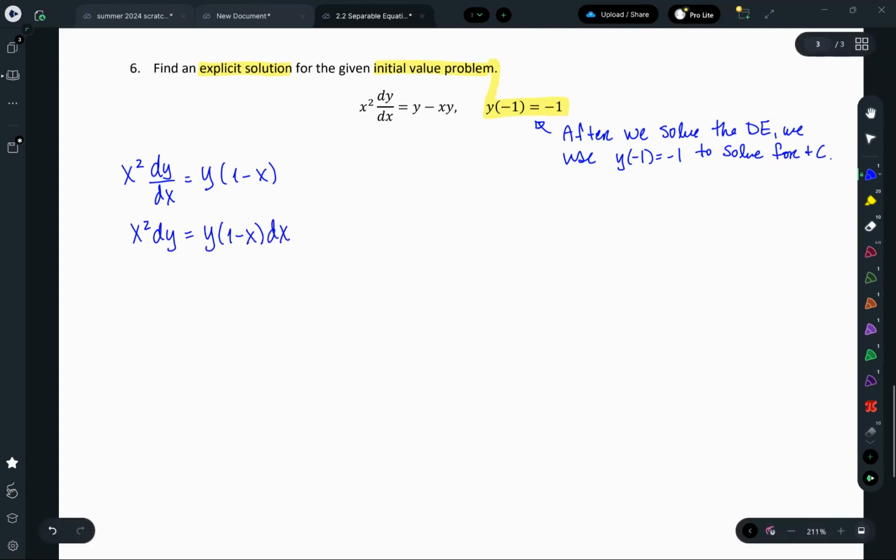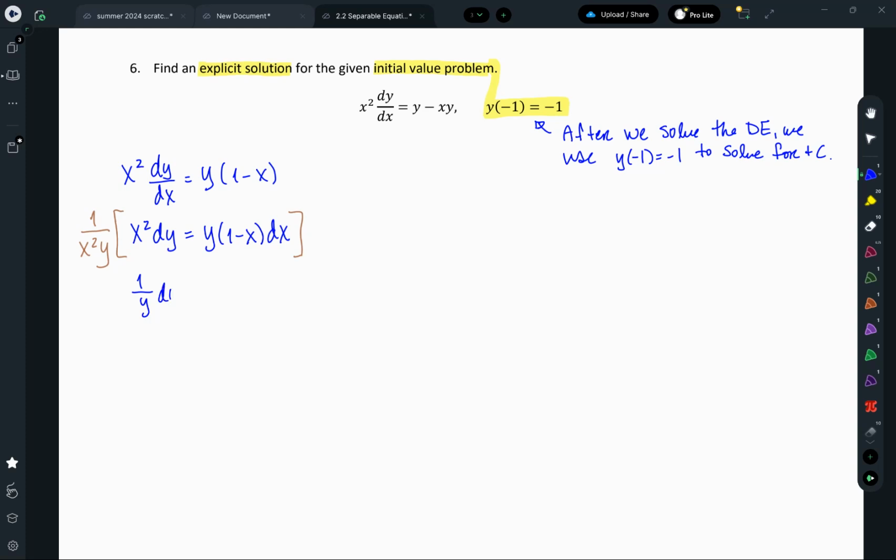I can divide both sides by an x squared and a y. And so I'll write that out, what I'm doing there. So in other words, I'm multiplying by 1 over x squared y. So I want to move 2 things to the opposite sides at the same time. So on the left-hand side, I'm left with 1 over y dy. On the right-hand side, I'm left with 1 minus x over x squared dx.